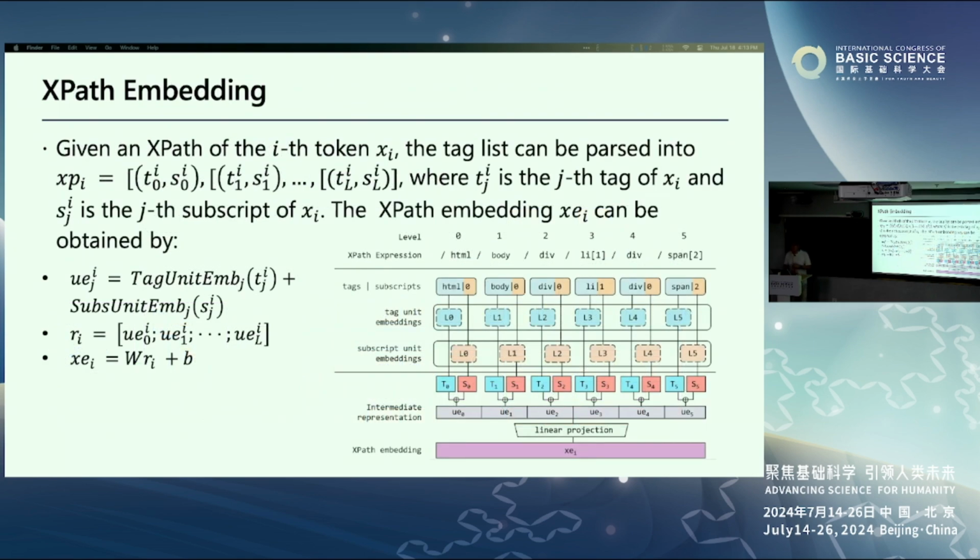So here is the XPath embedding. We discussed that the XPath can correspond to only the words in a document. So given an XPath of the ith token xi, the XPath can be parsed into a list. You can see the whole process in the image. So we can split the XPath expression at different levels, and we can separately encode the text and the level as an embedding.